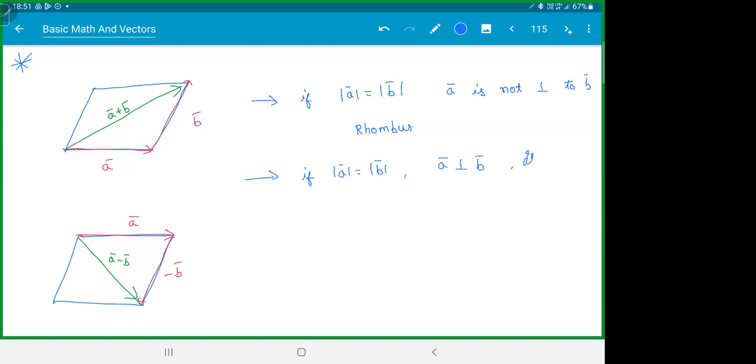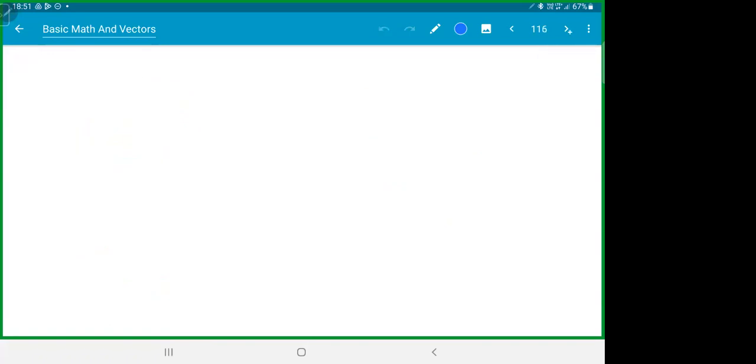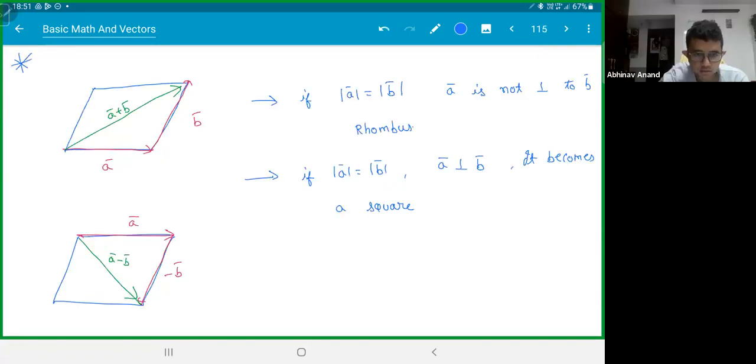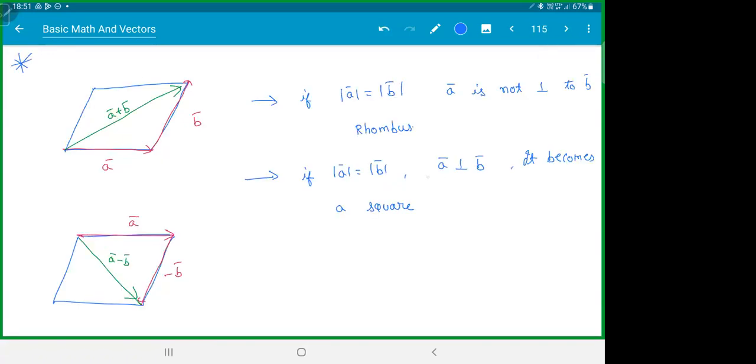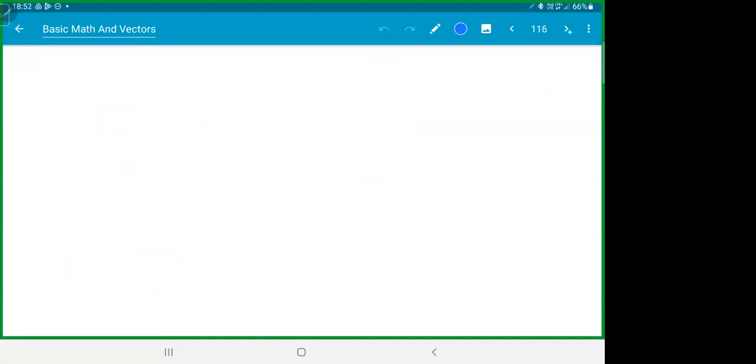a, what happens to a rhombus? A square. Clear? Yes, sir, it's clear. In a rhombus, are they perpendicular? The diagonals are perpendicular. I'm talking about the sides. Oh, here A bar and B bar are sides. So from the vectors, you can even create different shapes also.